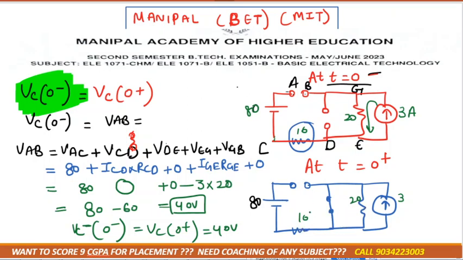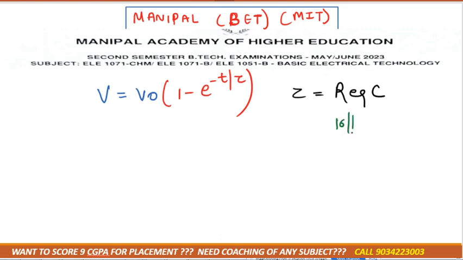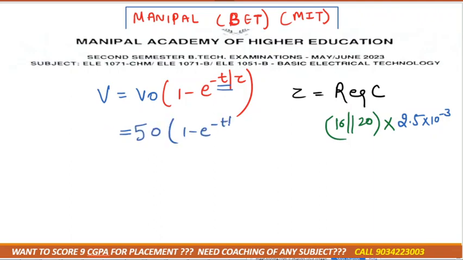As you can see that 16 and 20, they are connected in what? Parallel, right? So R equivalent is 16 parallel 20. C they have already given, that is 2.5 millifarad, that means into 10 raised to power minus 3. t we need to calculate, and voltage they have given, that is 50. 1 minus e raised to power minus t by tau, and how much voltage we calculated, that is 40. So all the values are known except t. So after solving we'll get the value of t. Understood?